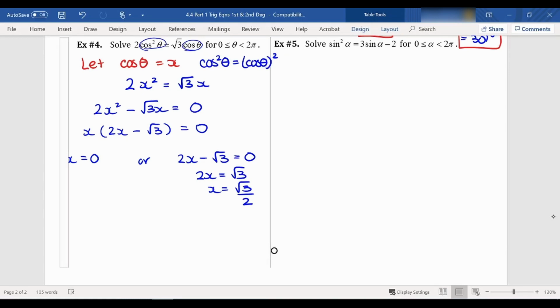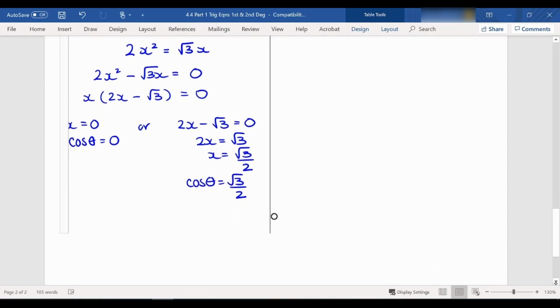Now, you are not done. You have not solved for theta. You found an x. There wasn't even an x in your question. So we must put the cosine theta back in. So this is actually cosine theta equals 0, and this is actually cosine theta equals root 3 over 2. So now cosine theta equaling 0, this is a special angle.